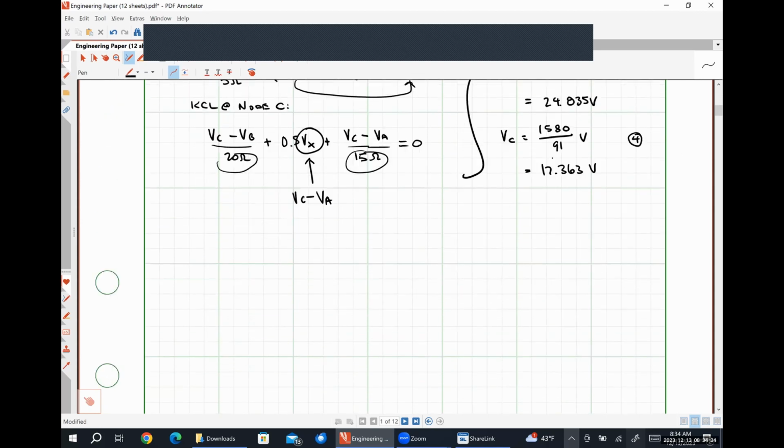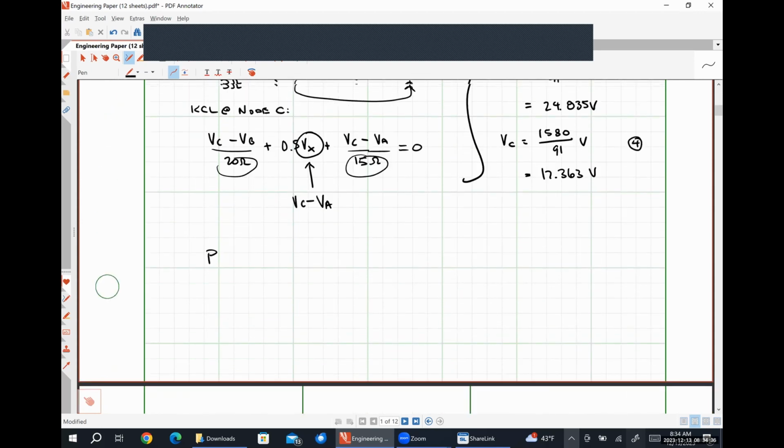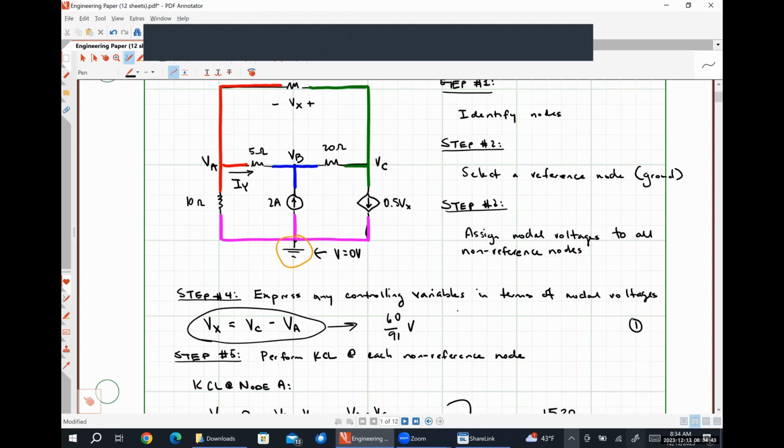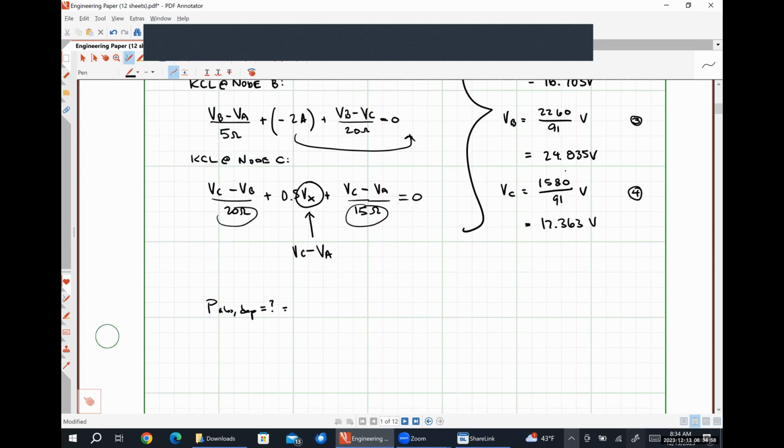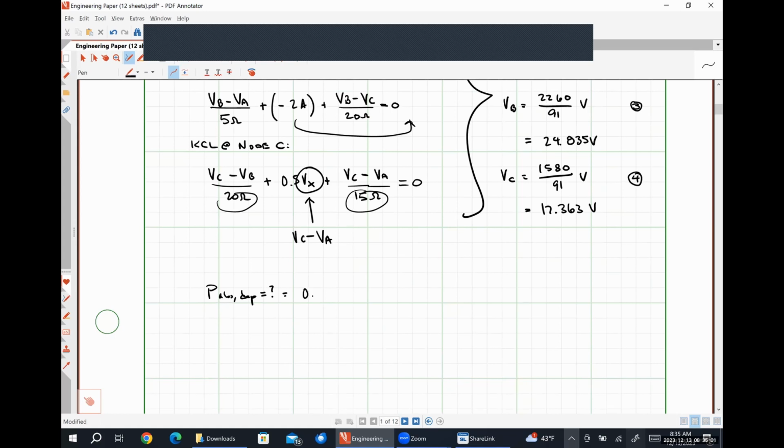absorbed by my dependent source be? Let's write this one down here. So the power absorbed by my dependent source, okay? Because I have a source, I'm going to need to know both voltage and current, right? The current's fairly straightforward. It's half of Vx, because that's what we're told, right? So we know that our current is going to be 0.5 times Vc minus Va.